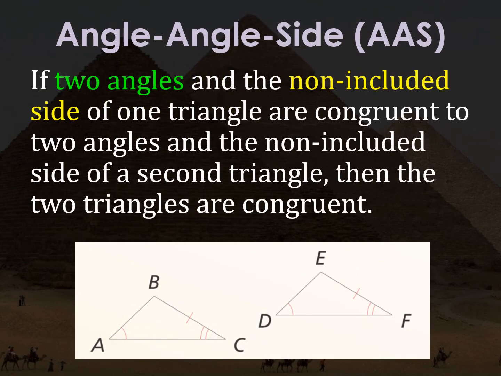We have another rule, AAS, angle, angle, side. So now you just need two angles and the non-included side. If those are congruent from one triangle to another, then the two triangles are congruent. In other words, if you have any two angles and a side, whether the side is in between the two angles or not in between, then you can use one of these two rules, ASA or AAS.